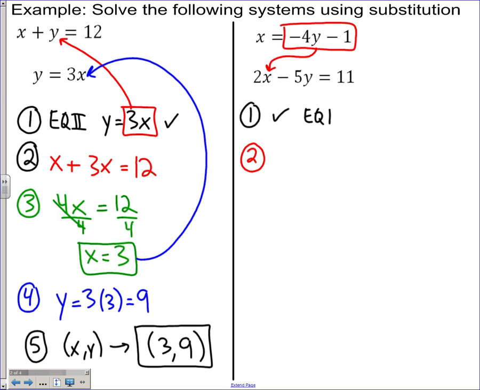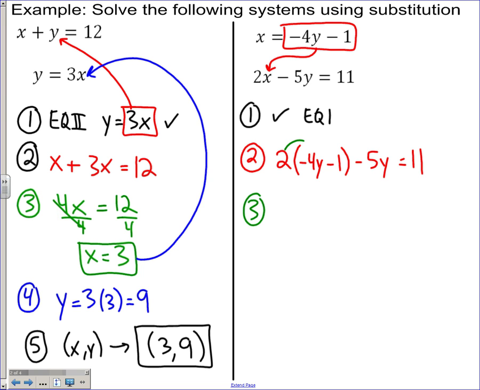Now here we have a 2 multiplying our x. So we have to have a 2 multiplying the whole quantity, negative 4y minus 1. Then we're going to subtract 5y and set it equal to 11. So again, I plugged in the first equation, the right-hand side, into the second equation for x.